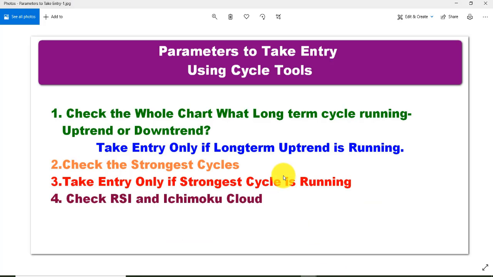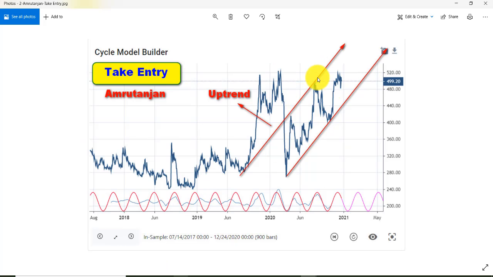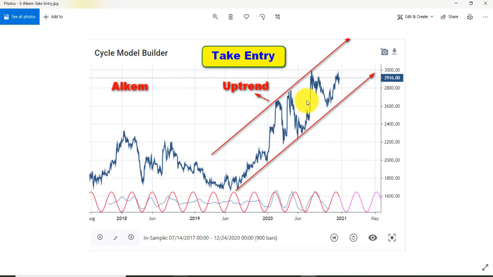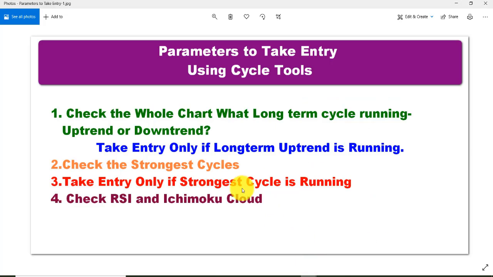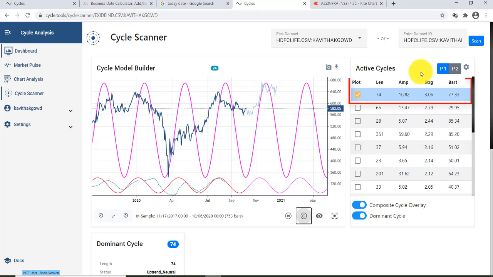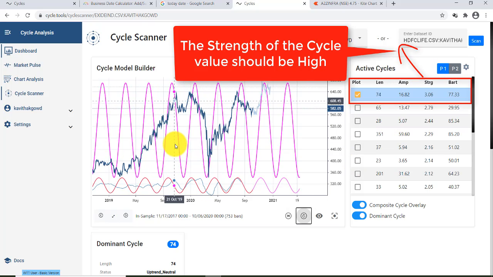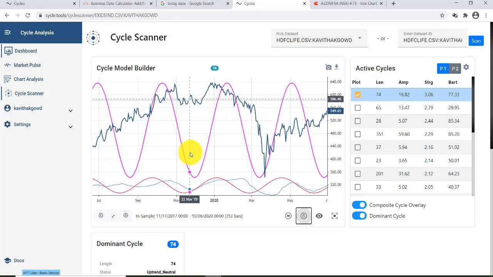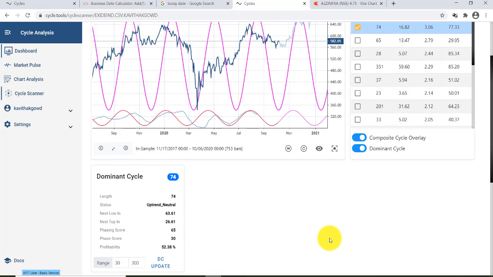So the conclusion is we must take entry only when an upward trend is running, like this is an upward trend, this one upward trend, this one upward trend, this one upward trend. Next, check the strongest cycles. See here, first we confirm the trend. This is an upward trend, we can take entry. So next we should consider the strongest cycle.